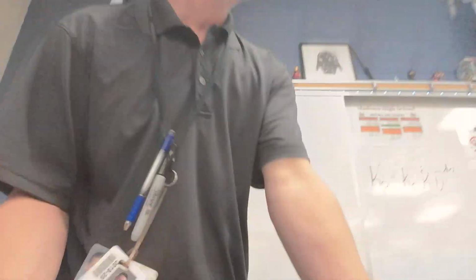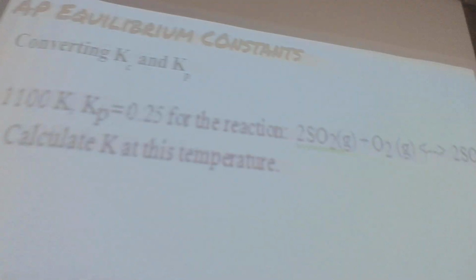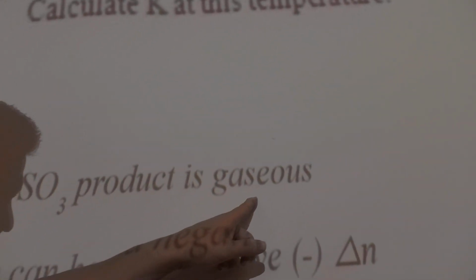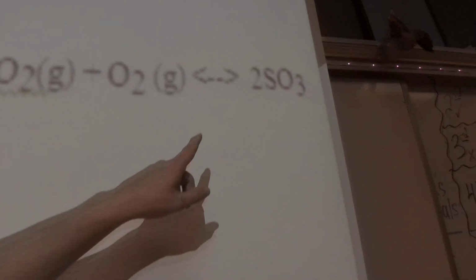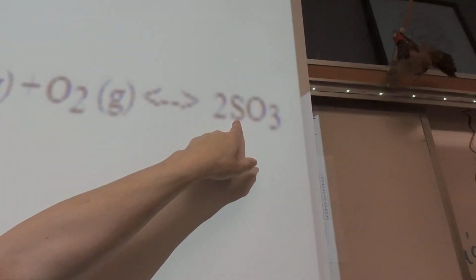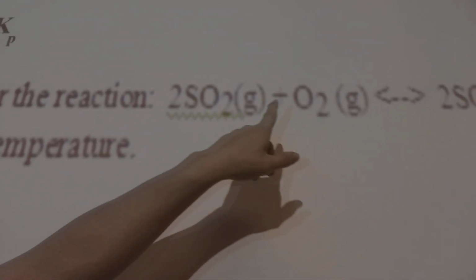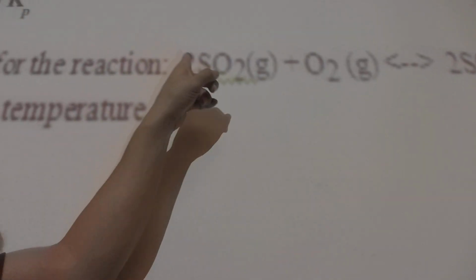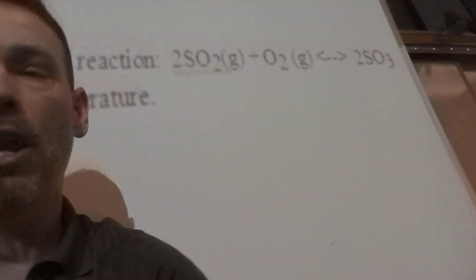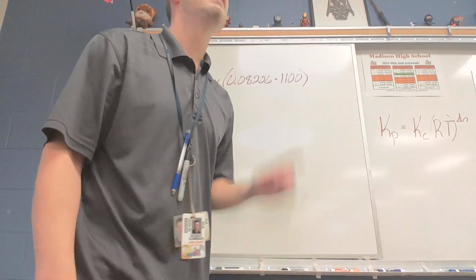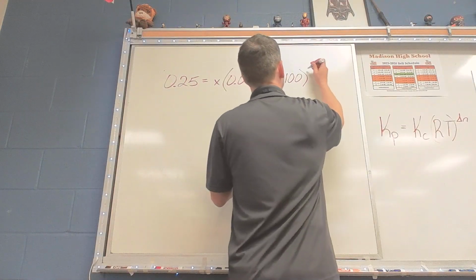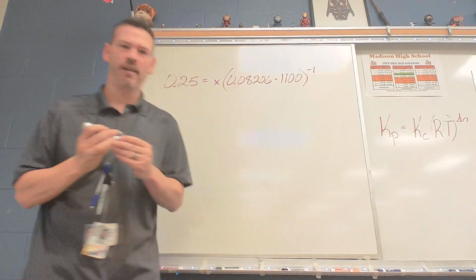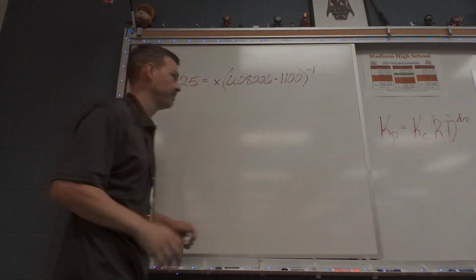So if you look here at the problem, all right, the SO3 right here is gaseous. It says so right there. So it's going to be those 2 moles of gas minus how many reactant moles of gas are there total? There's 3, because there's 2 there and 1 there. And what is 2 minus 3? Sorry? -1. 2 minus 3 is -1.